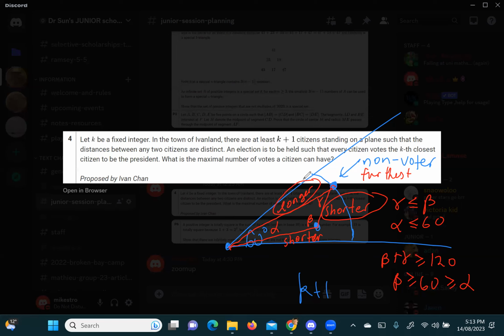Does that make sense? Yeah, I think there's lots of ways to show the conclusion. If you just have an idea of what you're trying to do, the first step was probably the most impactful because you got K+1 voters into a 60-degree sector.